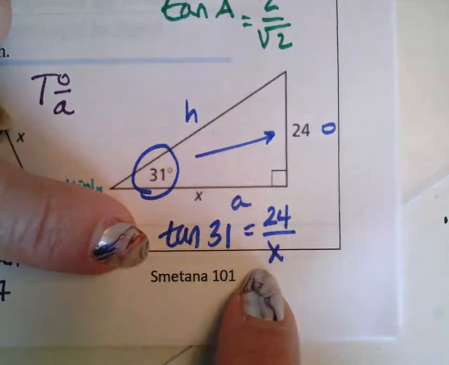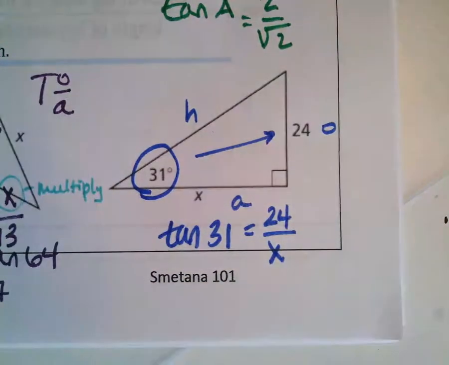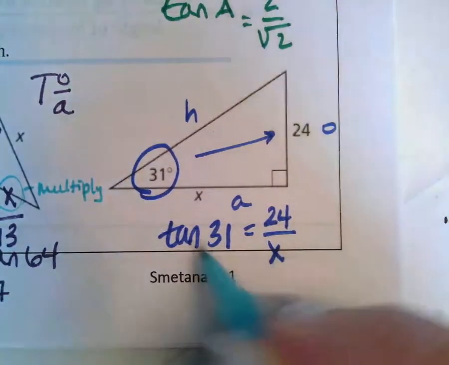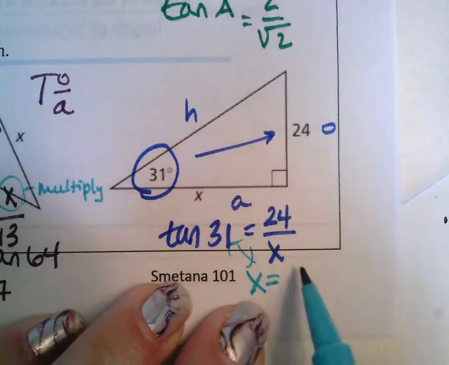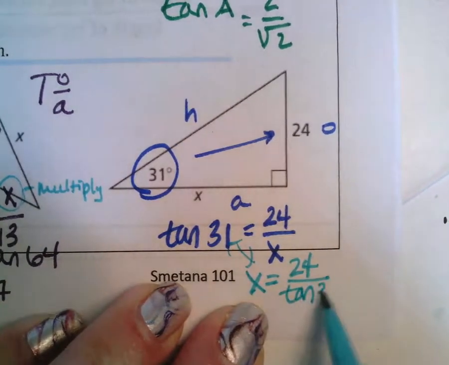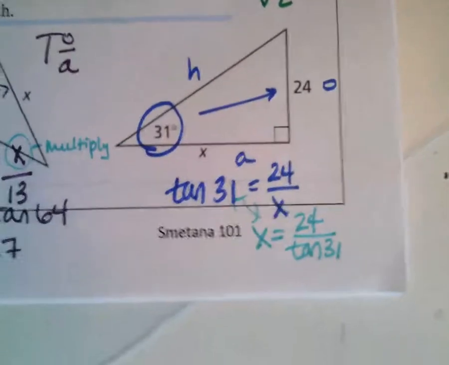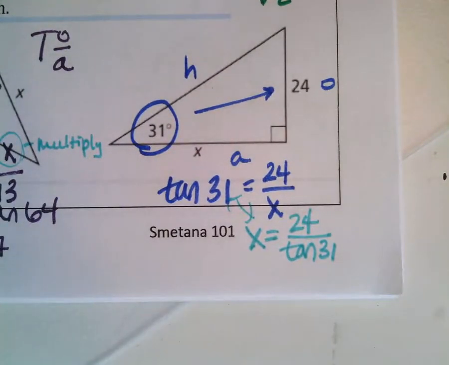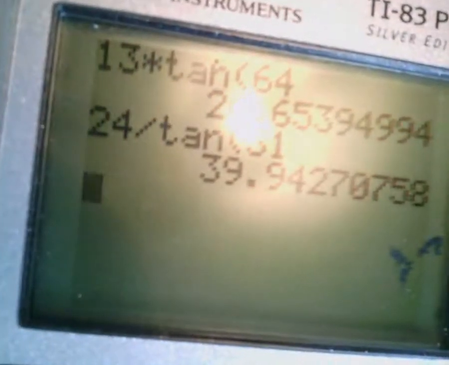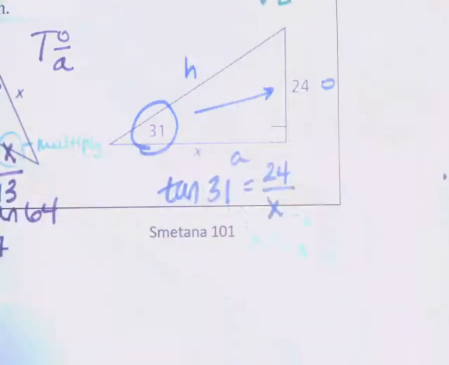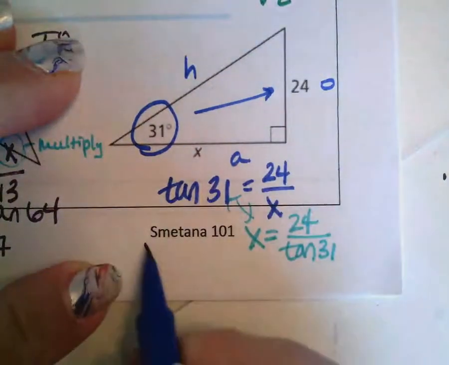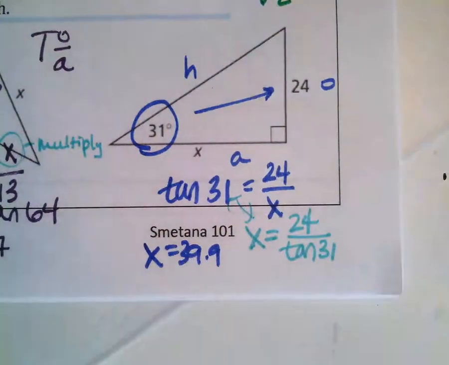Okay, and I told you when it's in the bottom like that, you're going to divide, right? So you're going to switch these two places, and you're going to divide this, and you're going to get x equals 24 divided by tangent 31. Okay, so 24 divided by tangent 31 is 39.9. It says round to the nearest tenth, so 39.9. So this is 39.9.